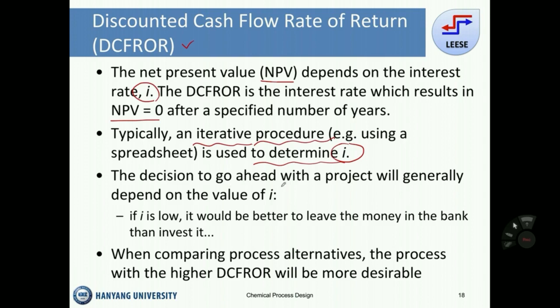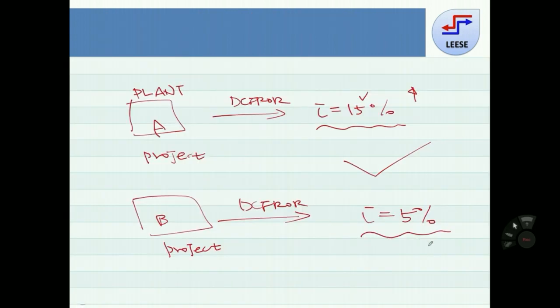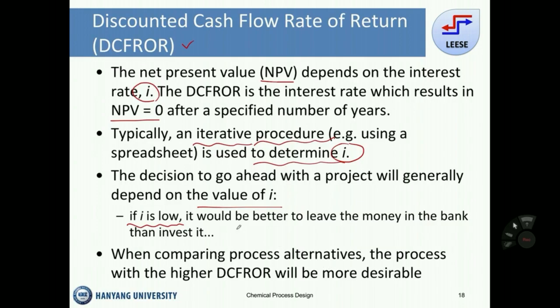So the decision to go ahead with the project will generally depend on the value of I. If I is low, the project is not profitable too much. I can only cover up to 5%. So I'm not going to borrow the money from the bank. What should I do? I keep the money in the bank. So it would be better to leave the money in the bank rather than invest it.